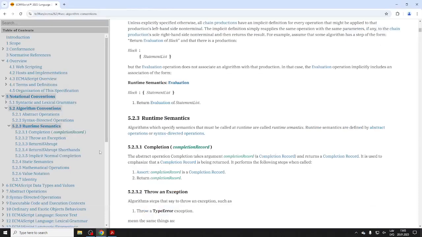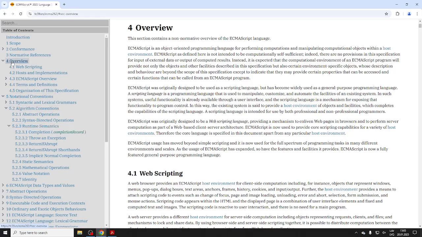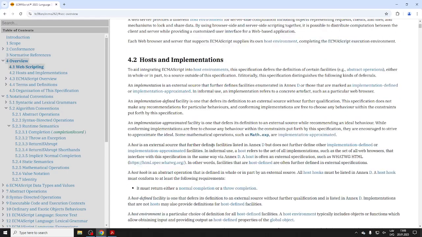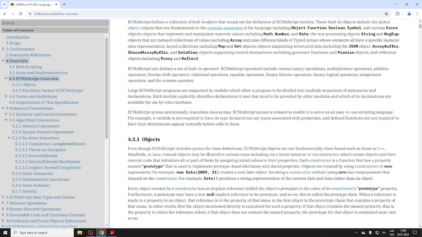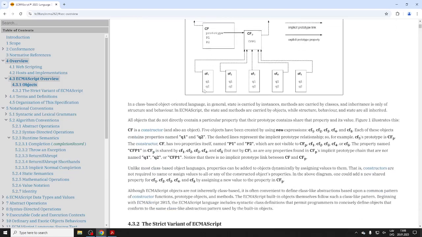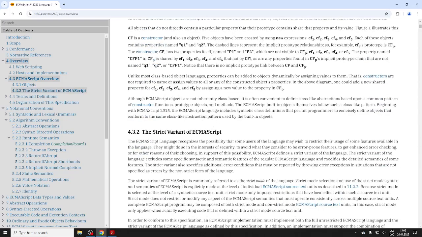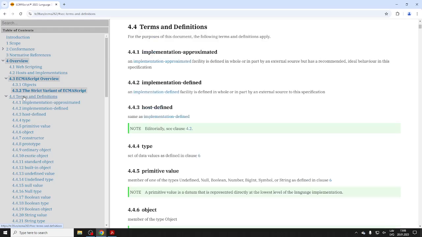So, what do you want to check? I saw the overview, right? This is non-normative, so it still gives you just a big picture overview, the web scripting, things like that, but it gives you object prototype relations. It adds some extra things, but let's look at definitions, right?